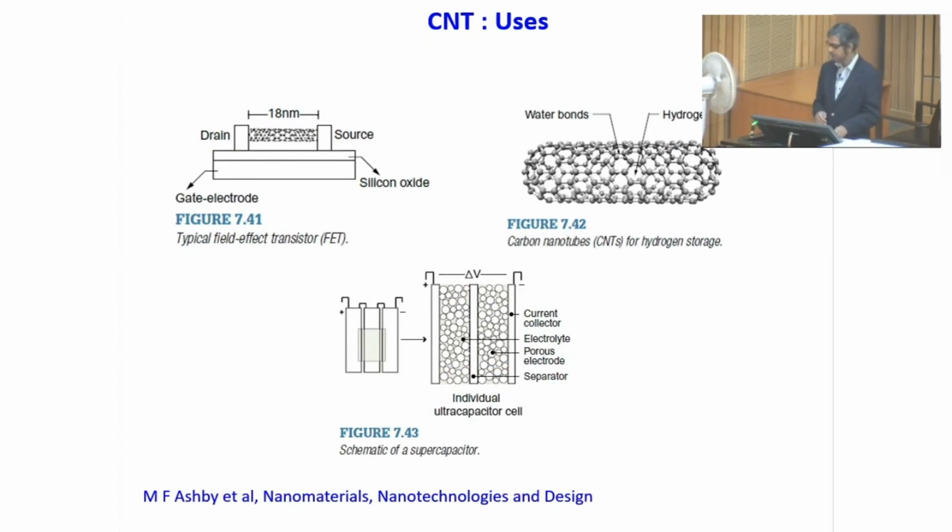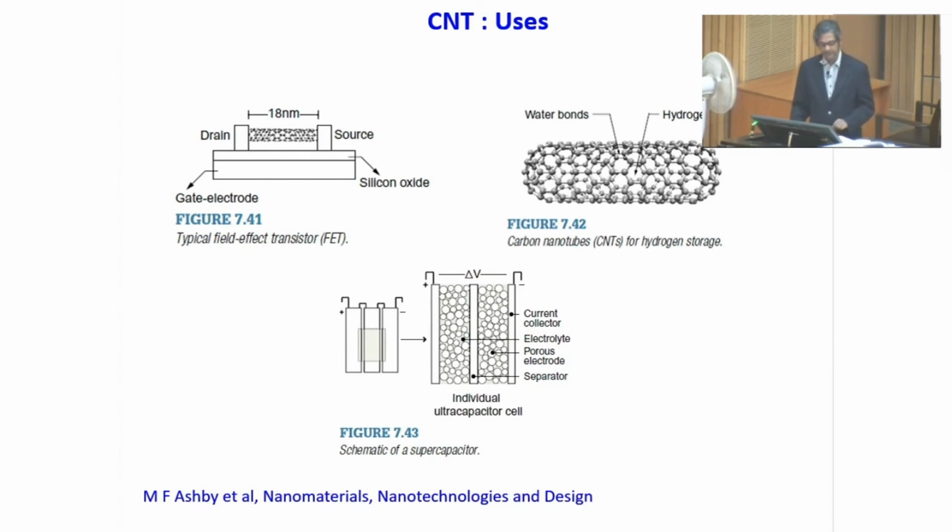Now, in the next 5-6 minutes or so, we'll talk about how we can use CNTs and graphene. So this is for the CNTs. CNTs can be used for typical field effect transistors, or for hydrogen gas storage, or, as we must have heard, as supercapacitors. So let us talk a little bit about it.